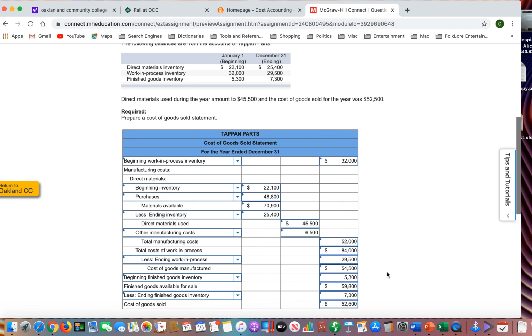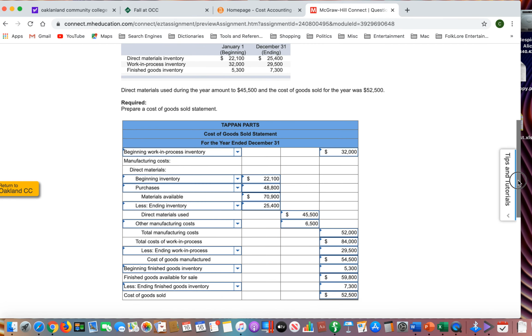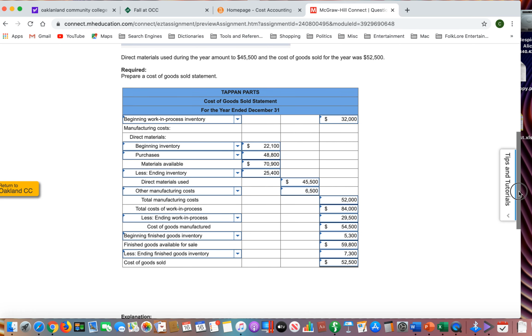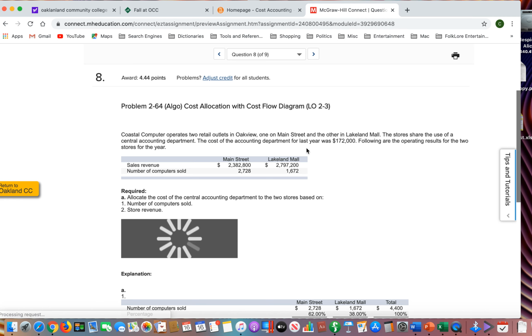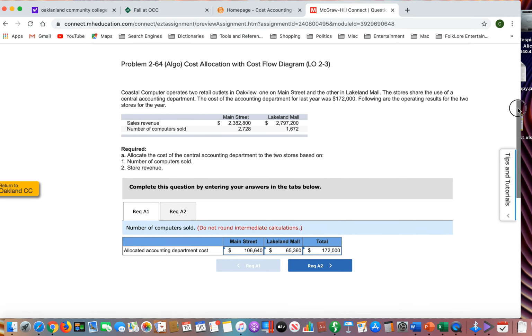So I think that's pretty much it, folks, for this one. Pretty straightforward. Okay. Let's see here, number 8. Oh, yeah, this is very simple here.